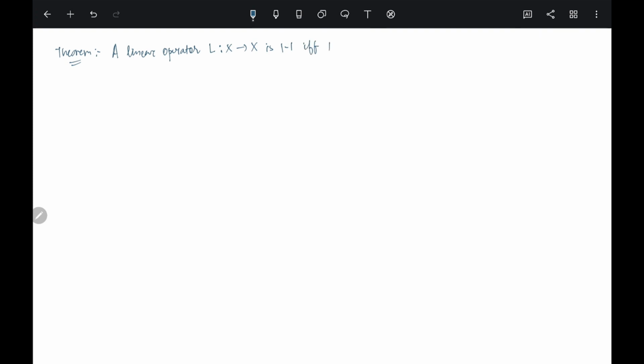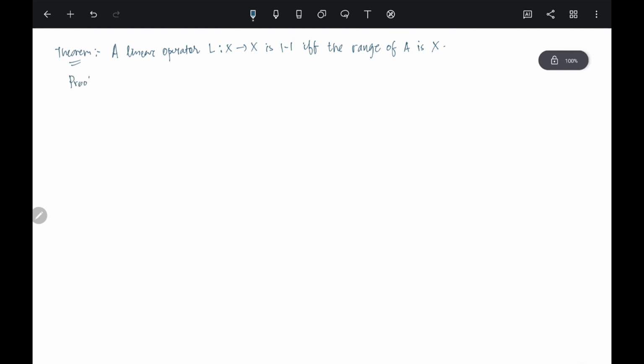If and only if the range of A is x, so basically it is all of x. If the range is all of x, then basically the linear operator A is 1-1, right? So what is the proof of this?